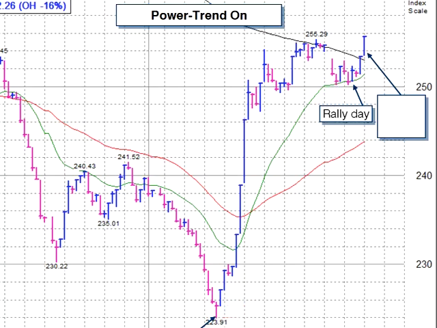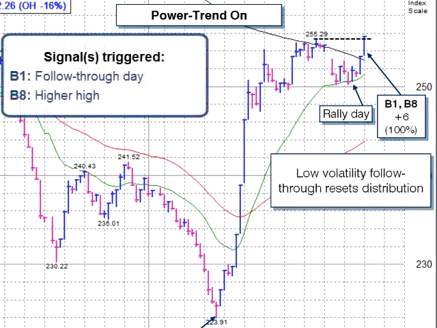But what does it look like? What signal do you see over here? Higher high and a B1, right? Because this is now our rally day. So it becomes a B1 resetting, and a B1 resets distribution. And we've got a B8 going over that high. And so it was a low volatility time frame back then, and so we didn't need to be up the full amount. So we're at a +6.